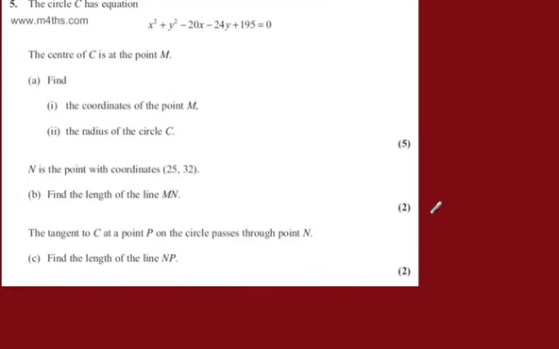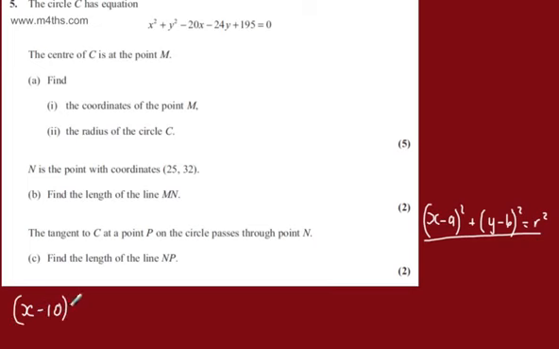The equation of a circle can be written in the form (x minus a) all squared plus (y minus b) all squared is equal to r squared. This gives us a circle, centre (a, b), radius r units. So what we're going to do is go ahead and complete the square. Considering terms in x, I'm going to have x minus half the coefficient, which will be minus 10, and then we will square that and subtract away 10 squared.